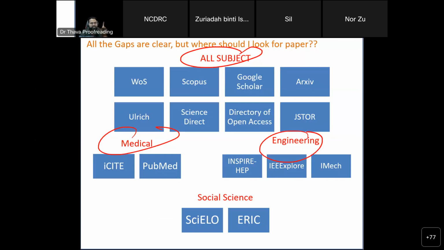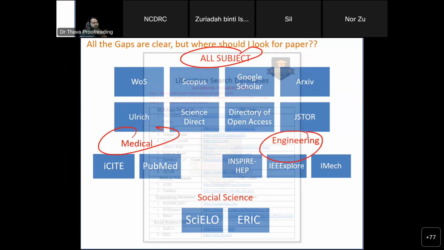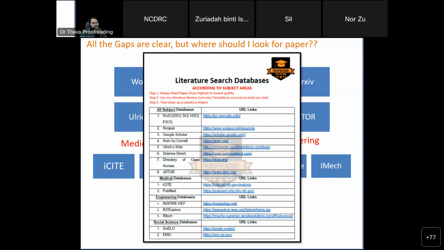Okay, I already emphasized Web of Science and Scopus from the beginning. But actually, there are so many databases you can look for material, covering all subjects: medical, engineering, social science. I have put them all into one simple PDF file shared in my Telegram group with all the URL links, which you can access.